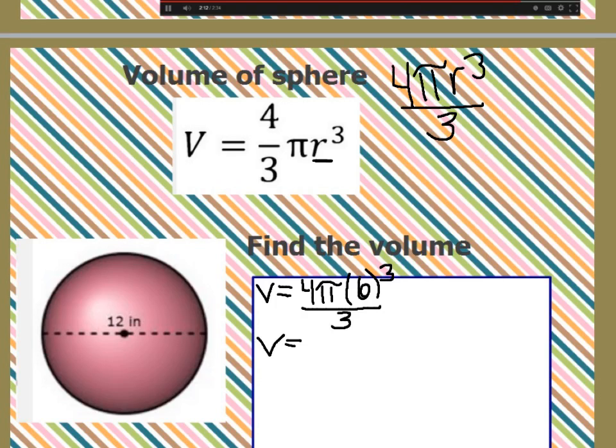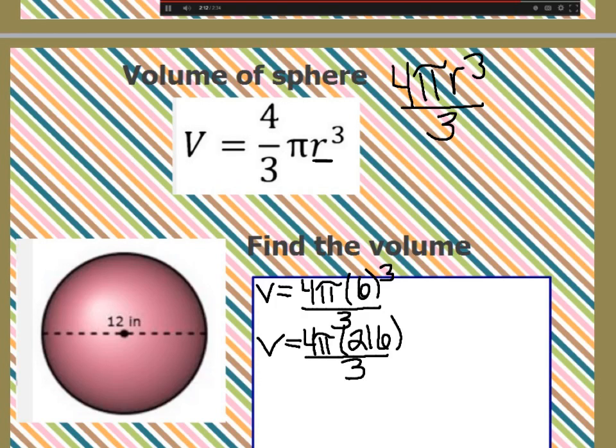So if I work this out, first thing I need to do is cube the radius. So I have 4 pi and 6 cubed. That is going to be 6 times 6, which is 36. So 36 times another 6, that gives you 216. All over 3. Let me fix that just because that's bugging me. 216. There we go. All over 3.